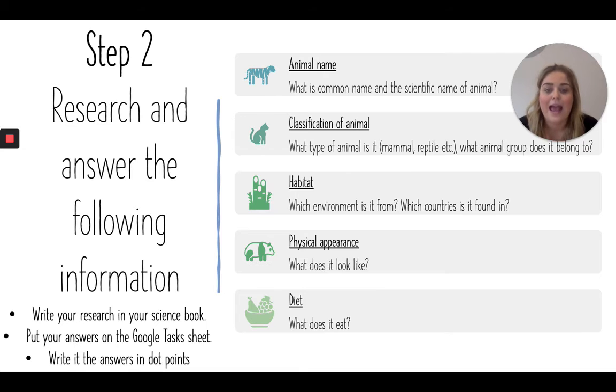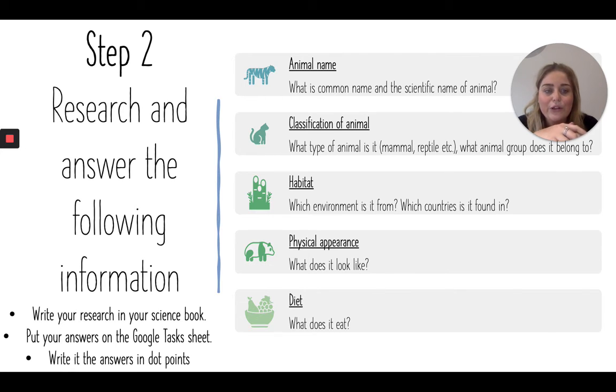Okay? And then we have habitat. So which environment is your animal from? Where does it live? Does it live in the jungle? Does it live in a desert? What countries is it found in? And then we're going to have a look at the physical appearance. So what does it look like? And then diet, what does it eat?